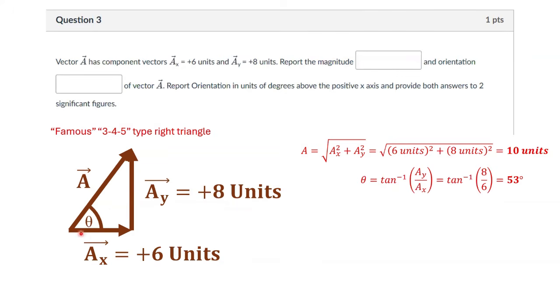So the way to do this is draw the components in relation to the vector. The x component is always perpendicular to the y component. I don't care how you draw it, but they have to be 90 degrees from each other. So I chose the conventional way of saying x will be right and y will be up, in which case I have a leg of a triangle that's 6 units, a perpendicular leg of a triangle that's 8 units. The vector itself should be then the hypotenuse of that triangle.